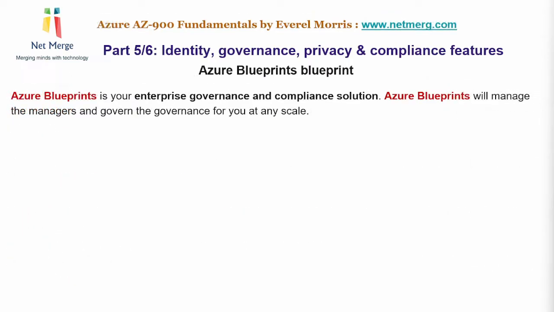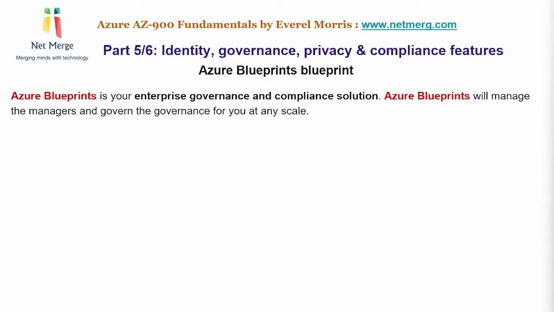Now let's take a look at Azure Blueprint. I mentioned it briefly. Azure Blueprint is your enterprise governance and compliance solution. Azure Blueprint will manage the managers. So remember, the management group is at the top of your management hierarchy structure that you have. It's the highest level that you could set controls and enforcement.